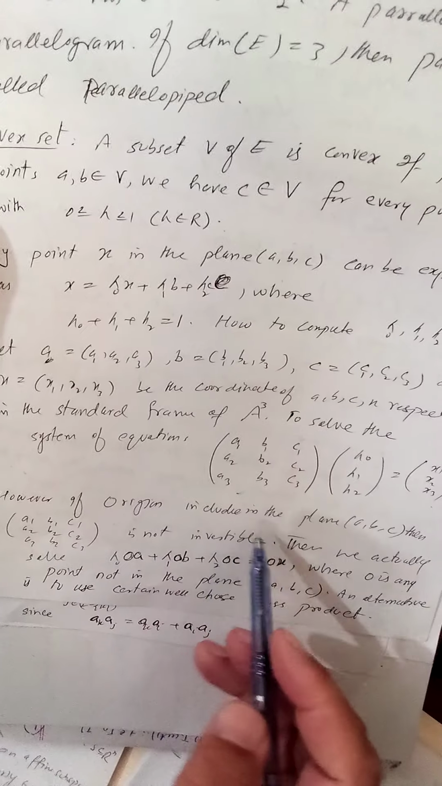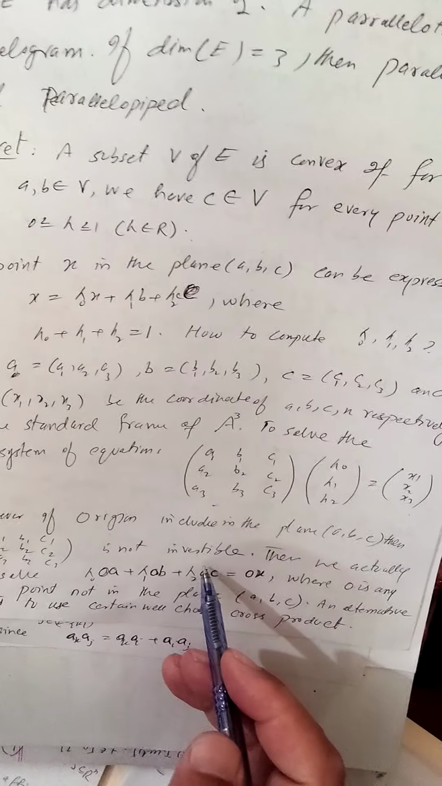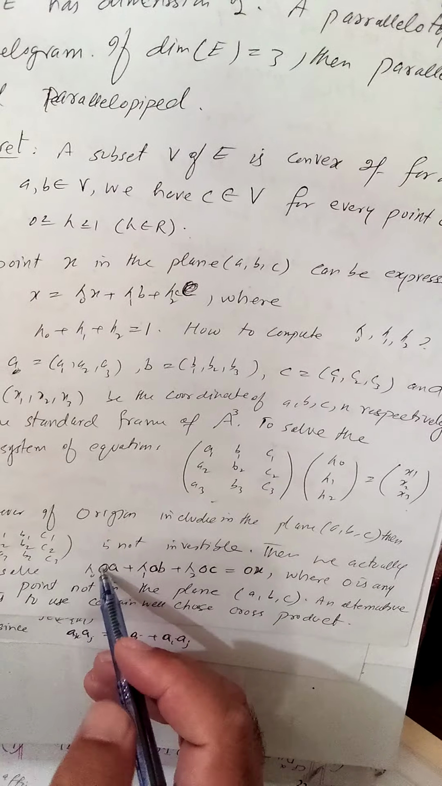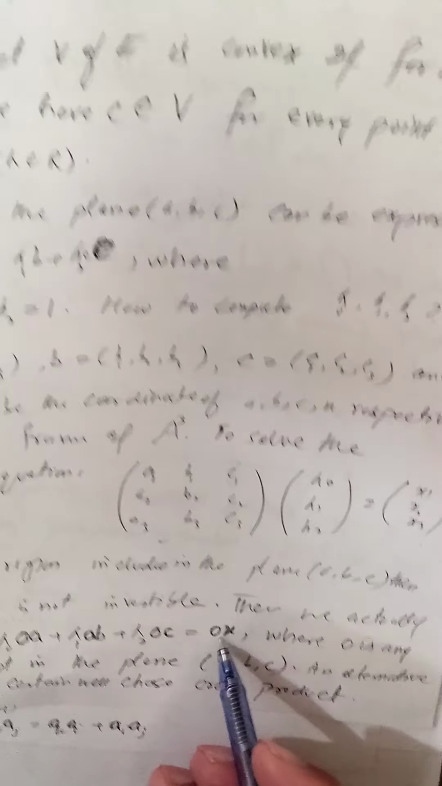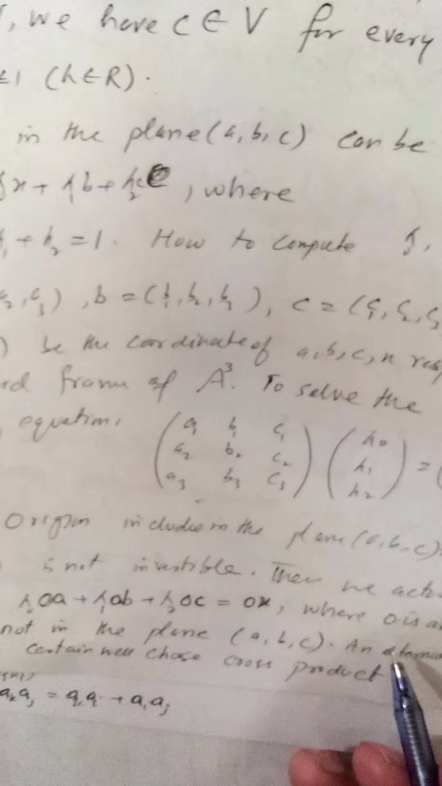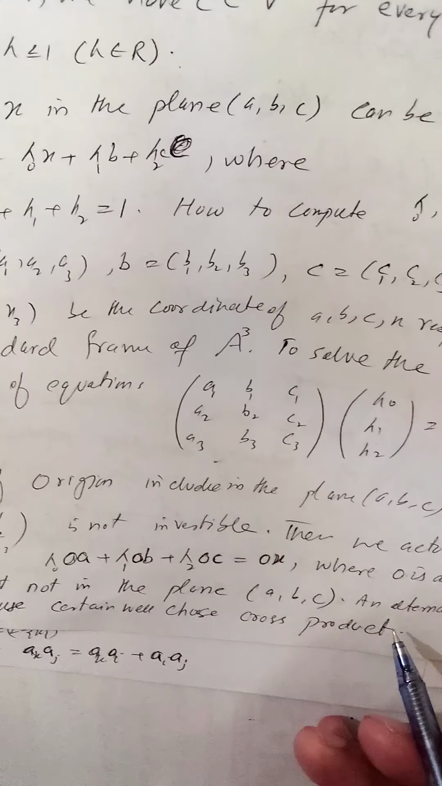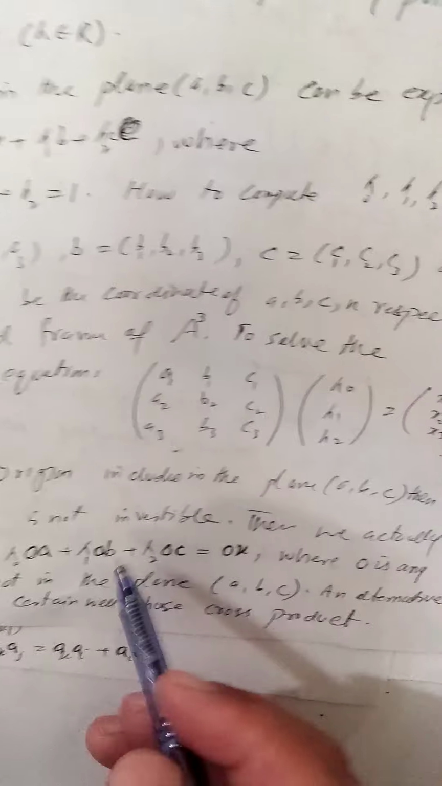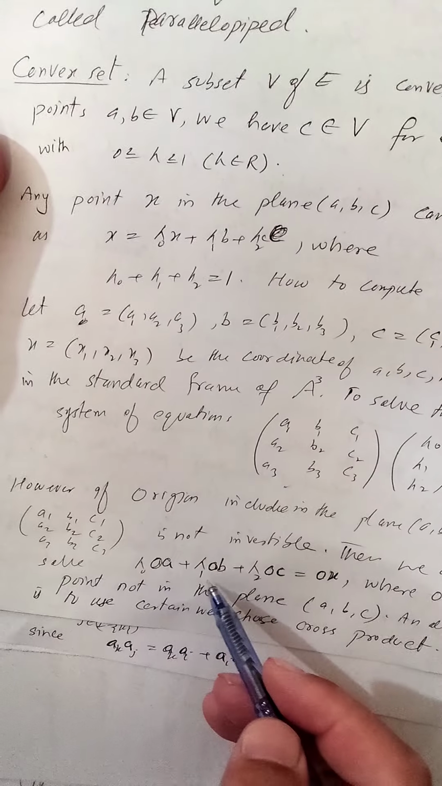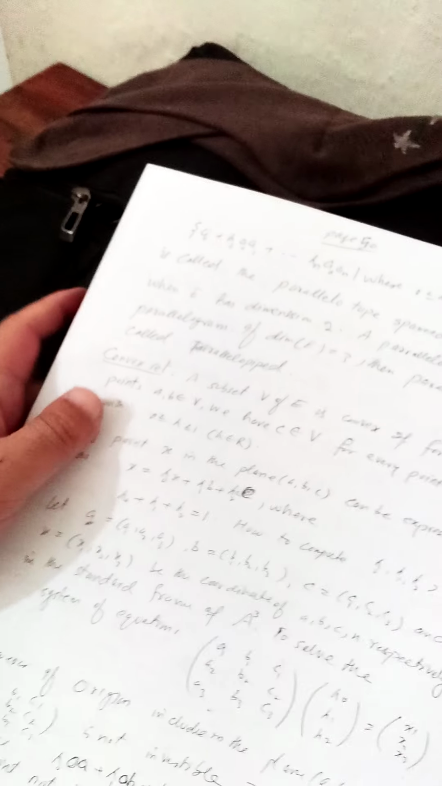However, if the origin is included in the plane ABC, then the matrix a1, b1, c1, a2, b2, c2, a3, b3, c3 is not invertible. Then we actually solve lambda0 OA plus lambda1 OB plus lambda2 OC equal to OX, where O is any point not in the plane ABC. Alternatively, we can choose the cross product. In such situations, we use the cross product of vectors to compute the solution. Thank you.